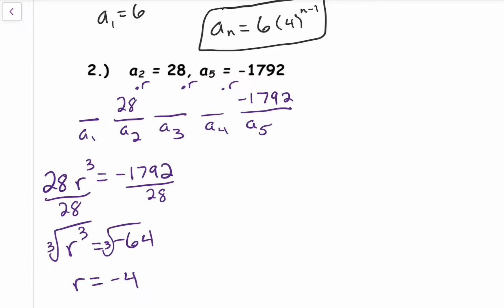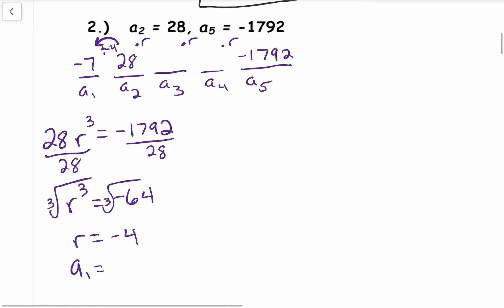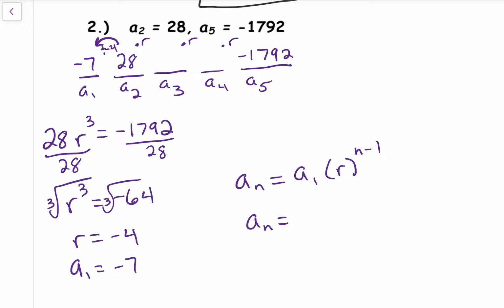Now, since we have the second term, it is pretty easy just to work backwards. Instead of to get to the next term, you multiply by r, to get to a previous term, we're going to divide by that common ratio, so divide by negative 4, and we get a first term of negative 7. So our first term is negative 7. And again, in order to write an explicit rule, we need the first term and common ratio, which we now have. So a sub n is equal to negative 7 times negative 4 to the n minus 1.